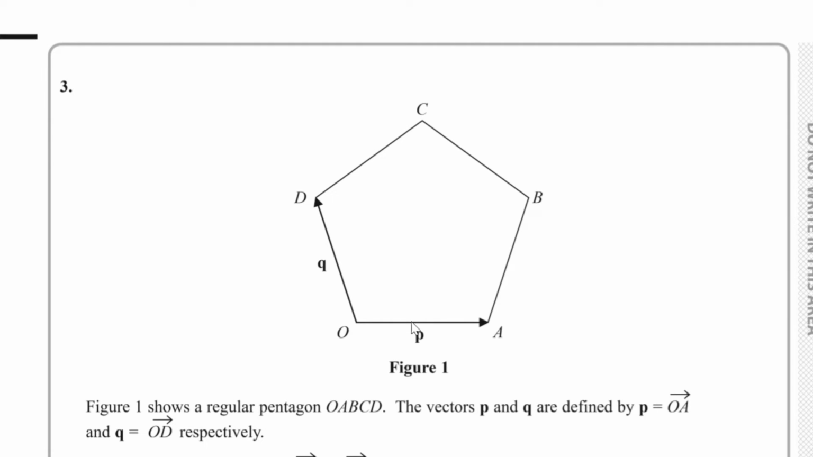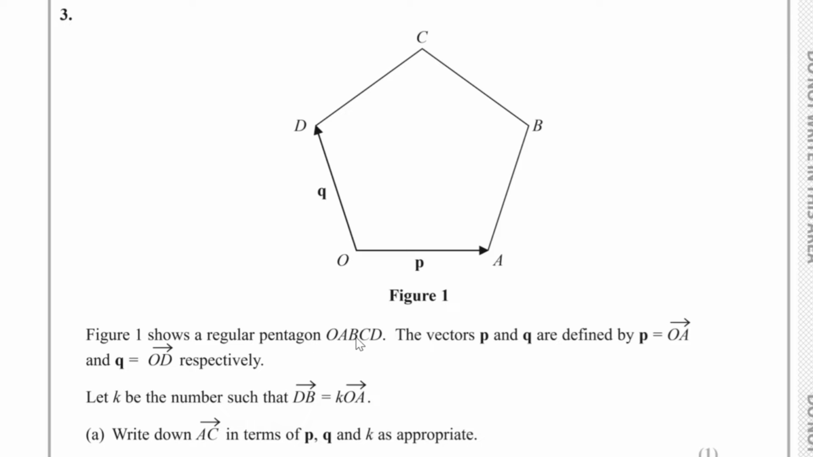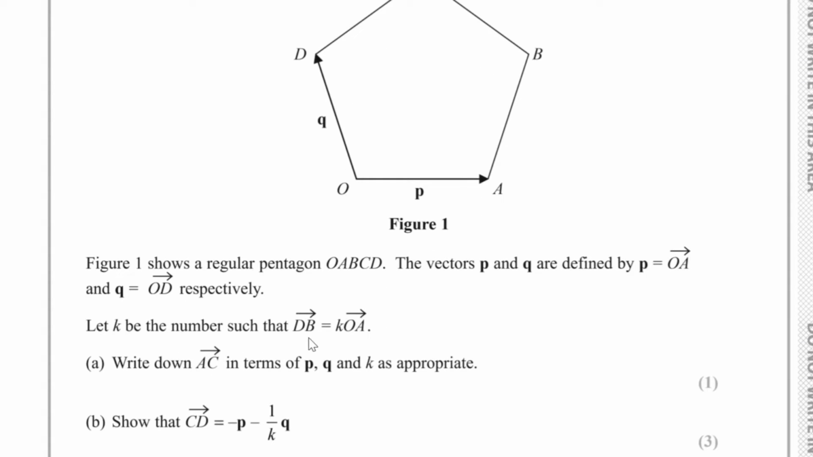Question number 3. Figure 1 shows a regular pentagon OABCD. The vectors P and Q are defined by P equals the vector OA and Q equals the vector OD respectively. Let K be the number such that DB is equal to KOA, and then we have to write down the vector AC in terms of P, Q and K as appropriate.